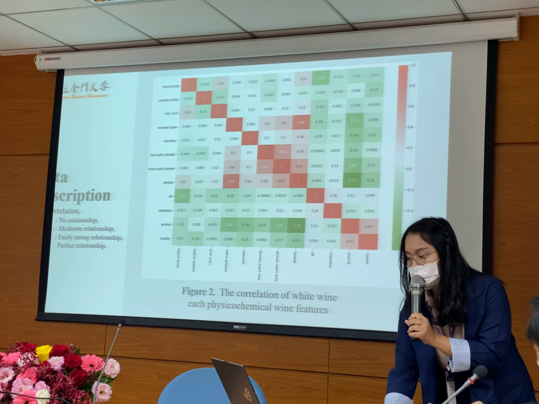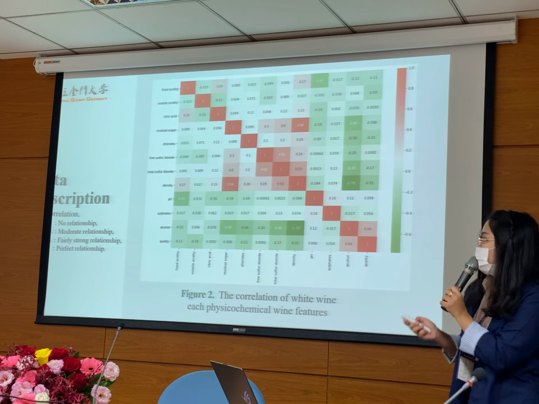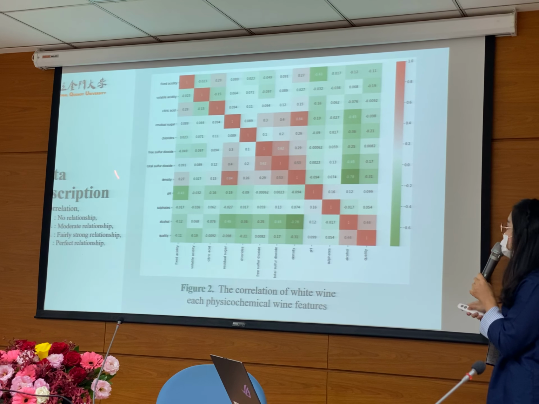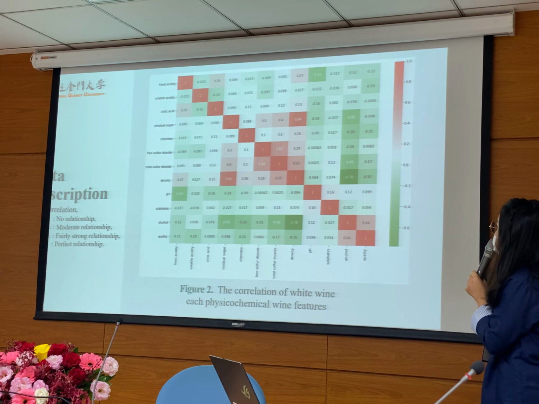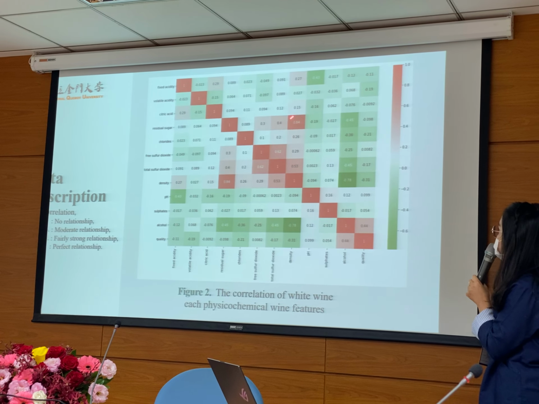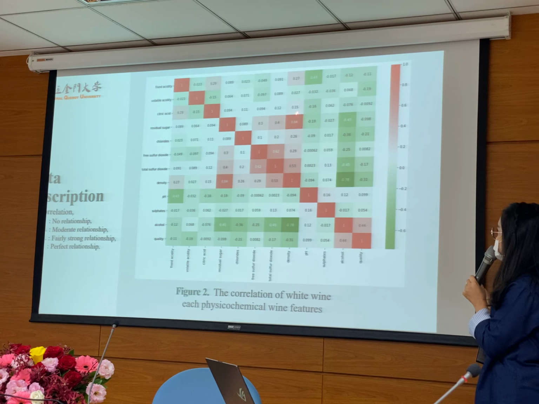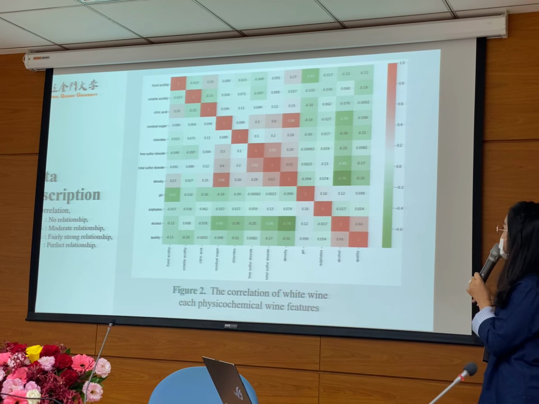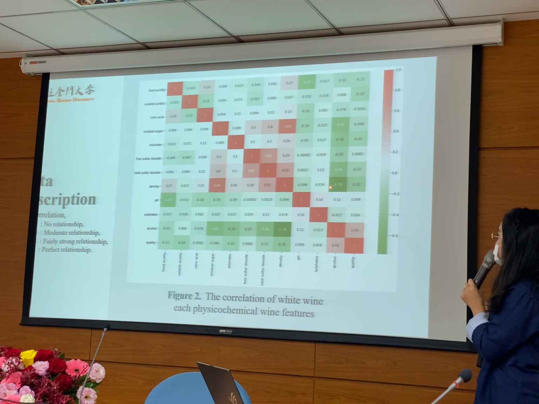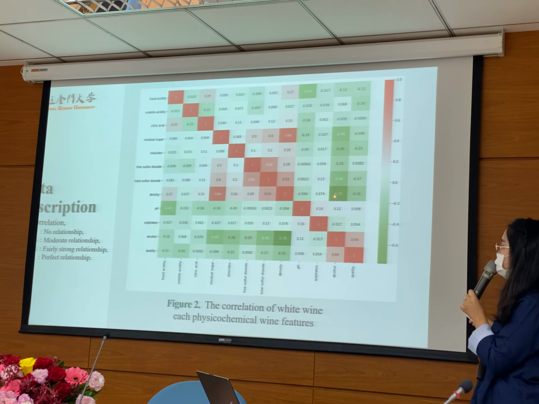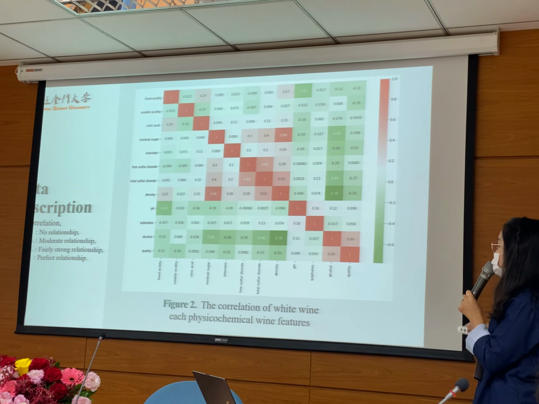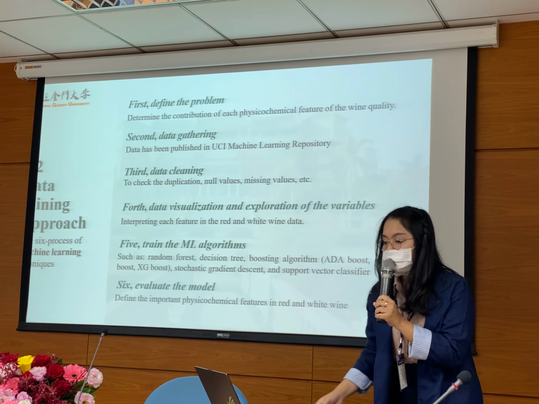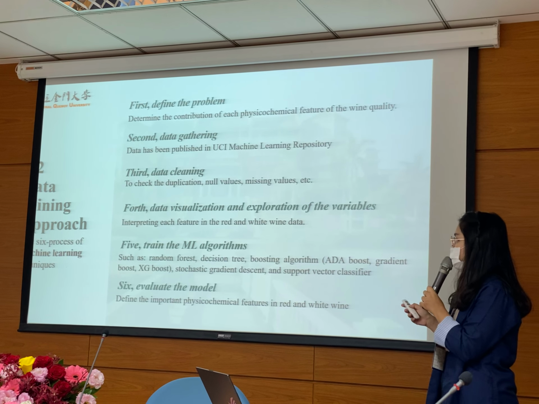And then the next one is the white wine, with the correlations between each physicochemical feature. We have 0.85 for residual sugar and density, which are correlated. And also density and alcohol have a correlation close to a perfect relationship in the white wine.